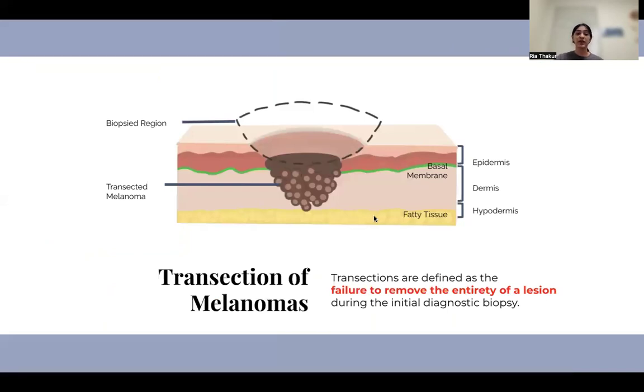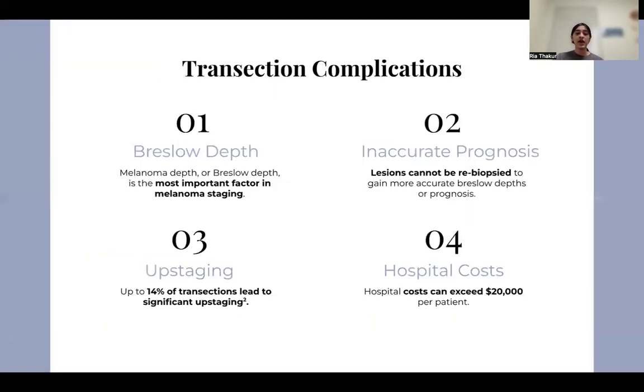Transection occurs when the initial biopsy fails to remove the entirety of the lesion. In the image, you can see that significant depth of the tumor remains even after the biopsy. The maximal tumor invasion depth is known as the Breslow depth. Complications in transection have several impacts. First is that it leads to an inaccurate Breslow depth, as shown on the previous slide.